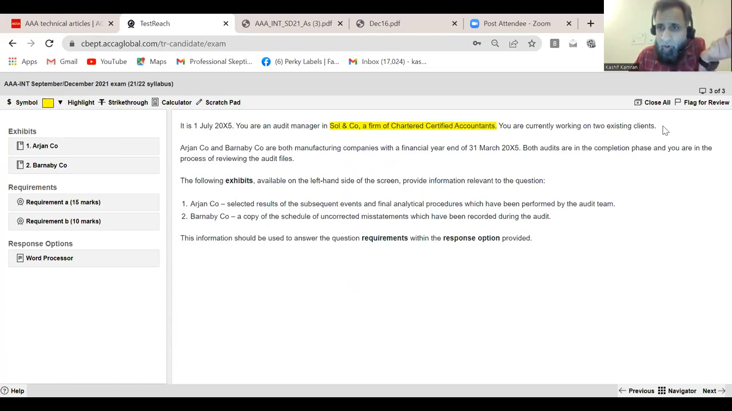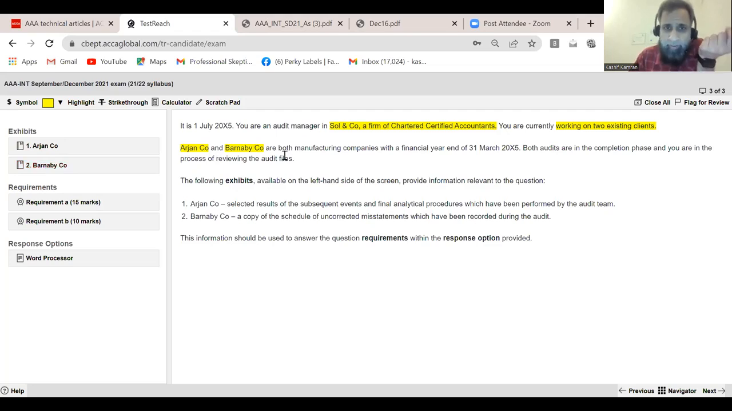You are currently working on 2 clients. So you're currently working on 2 clients as a manager. Let's see what they are. One client is Urgent & Company, and the other client is Brannaby Company, right? And on the left-hand side of the screen, you can see there is an exhibit for Urgent Company. There is an exhibit for Brannaby Company. So that means one requirement will be for Urgent, one requirement will be for Brannaby Company.